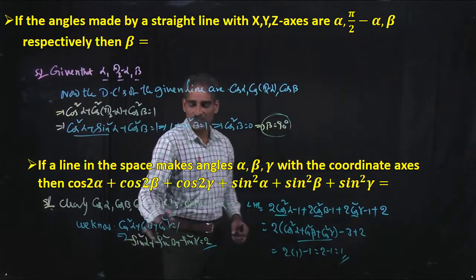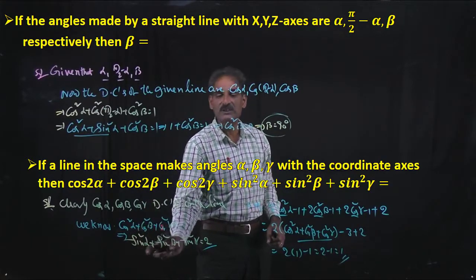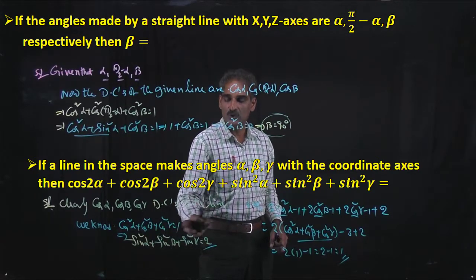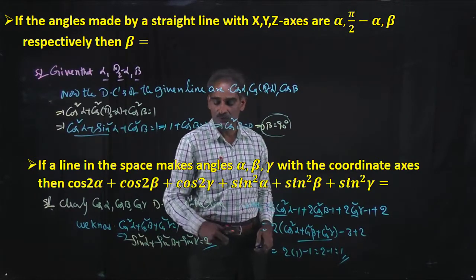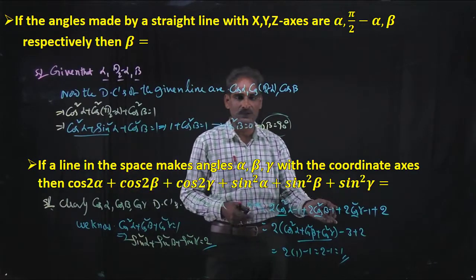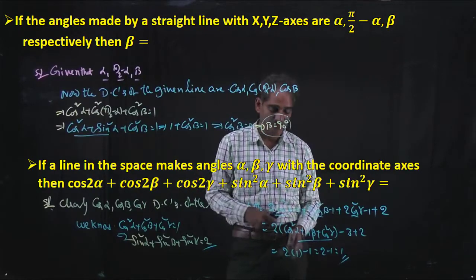We know the value of cos square alpha plus cos square beta plus cos square gamma. From this we can write sin square alpha plus sin square beta plus sin square gamma, and the value of this expression is 2. We know the values of these two expressions. Just write cos 2 alpha, cos 2 beta, cos 2 gamma in terms of cos square alpha, cos square beta, cos square gamma. Therefore, this is the value of the required expression.